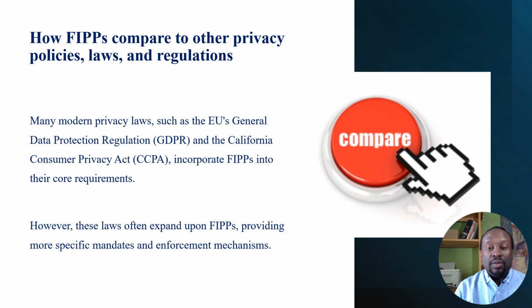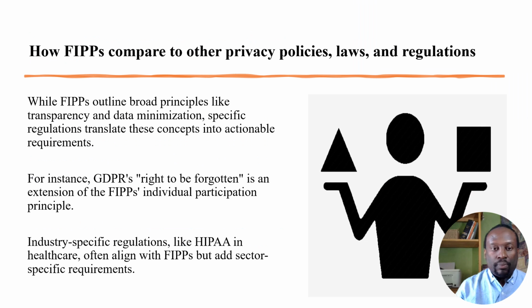Many modern privacy laws, such as the EU's GDPR and the California Consumer Privacy Act, incorporate FIPPs into their core requirements. However, these laws often expand upon FIPPs, providing more specific mandates and enforcement mechanisms. While FIPPs outline broad principles like transparency and data minimization, specific regulations translate these concepts into actionable requirements. For instance, GDPR's right to be forgotten is an extension of FIPPs' individual participation principle.